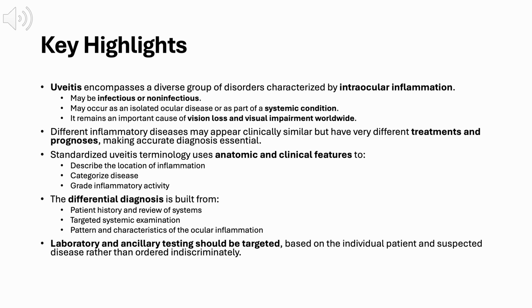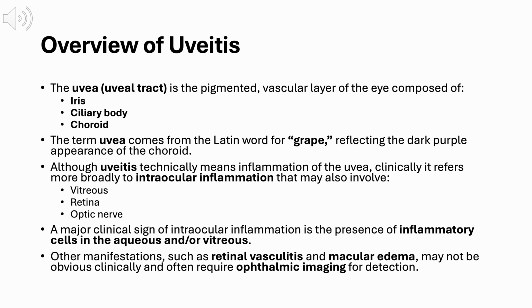Our tools are a standardized vocabulary that describes where the inflammation sits and how active it is, a differential built from history, review of systems, targeted exam, and the pattern of inflammation, and finally, laboratory testing that is targeted to the individual patient rather than ordered as a reflex. Keep that last principle in mind. It recurs throughout the chapter.